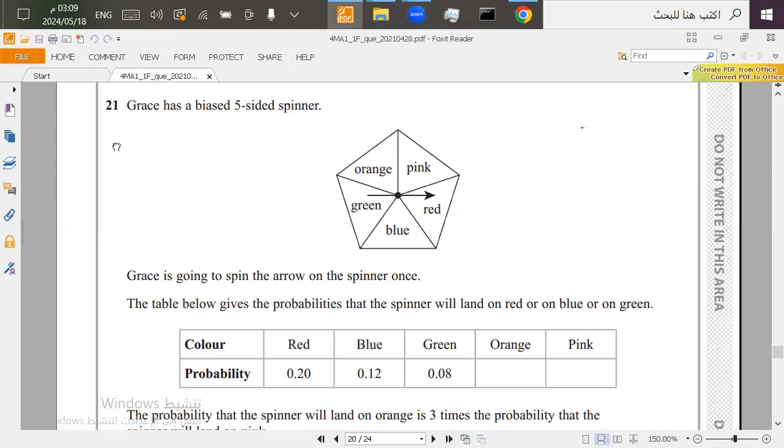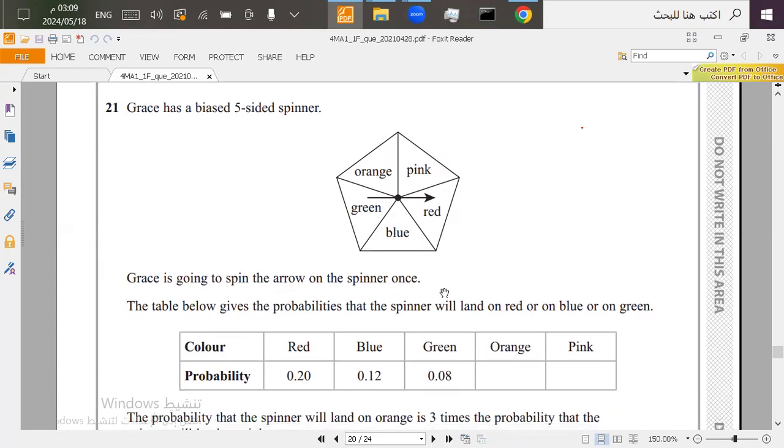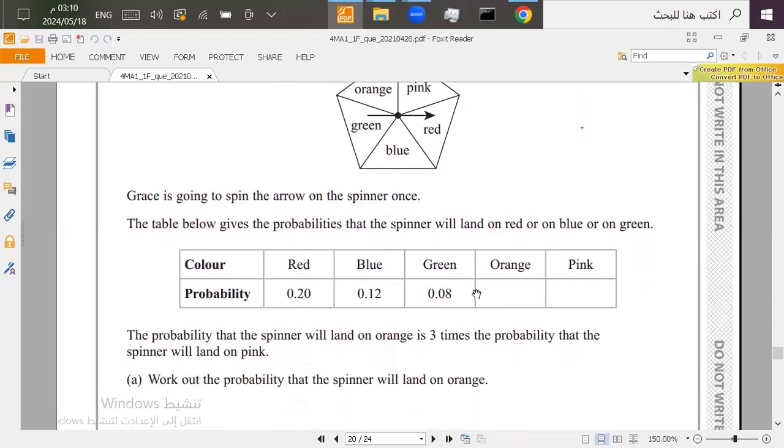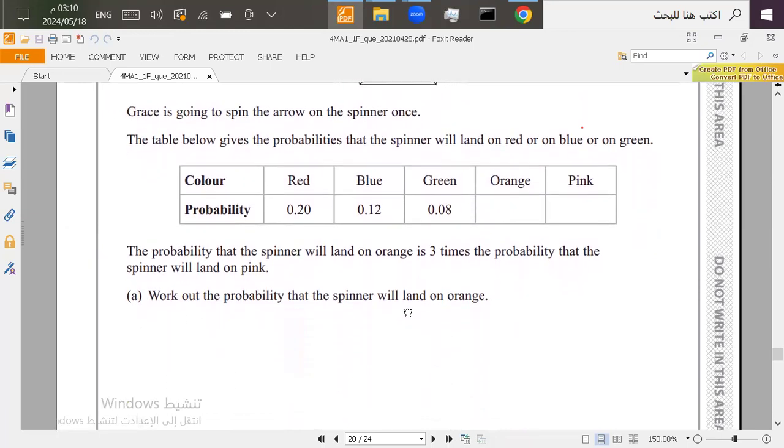Now, question 21. Grace has a biased five-sided spinner. This is the spinner. It has five colors. Grace is going to spin the arrow on the spinner once. The table below gives the probabilities that the spinner will land on red or on blue or on green. The probability that the spinner will land on orange is three times the probability that the spinner will land on pink. Work out the probability that the spinner will land on orange.